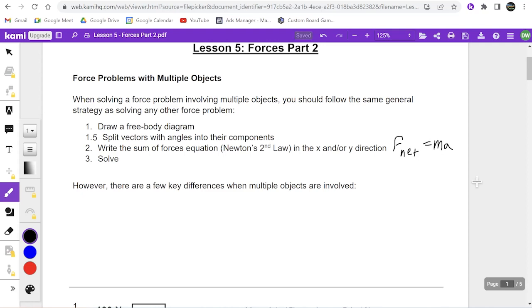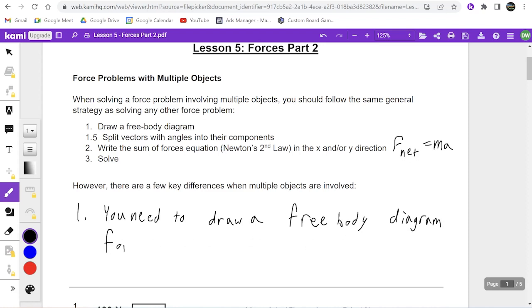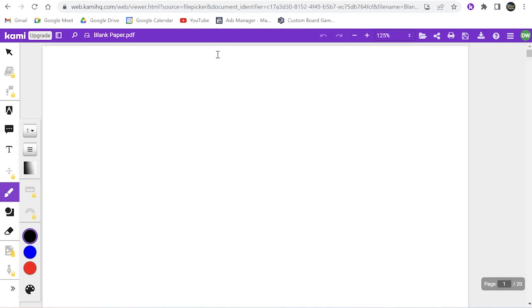Now basically what we're doing today is just a continuation of this, so let's talk about what's different when we have multiple objects in one problem. The first thing that's going to be different is you need to draw a free body diagram for each object. So for instance, if you have three objects, you're going to need three free body diagrams. And that's pretty straightforward, so it's not going to be too bad actually. I'm already out of room basically, so I'll go on to the next page.